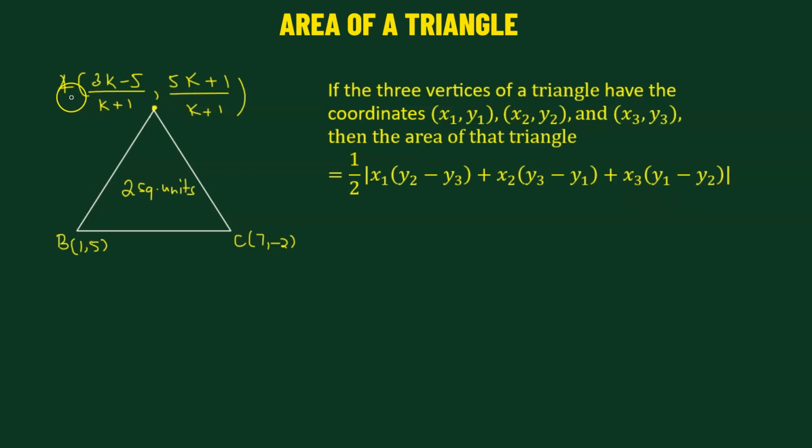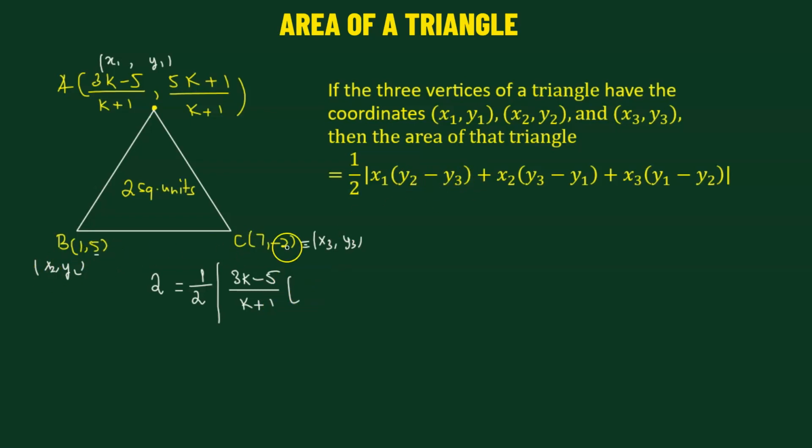Since we have already found the coordinate of A in terms of K, and B and C are provided, let's find the area, although we have the area here. So our area, which is 2 square units, is equal to half multiplied by the absolute value. Here we need x1. So let's consider A to be x1, y1, B to be x2, y2, and C to be x3, y3, such that in place of x1 we have 3k minus 5 divided by k plus 1, and this will be multiplied by y2 minus y3.